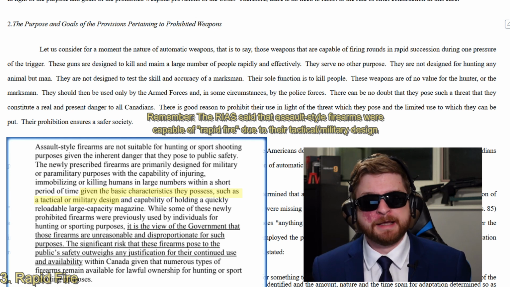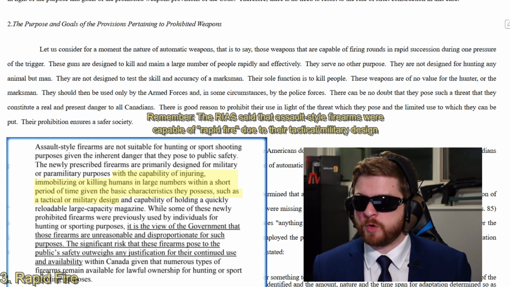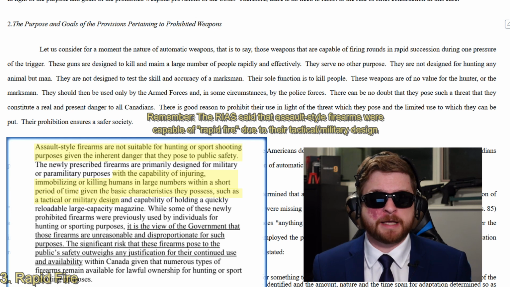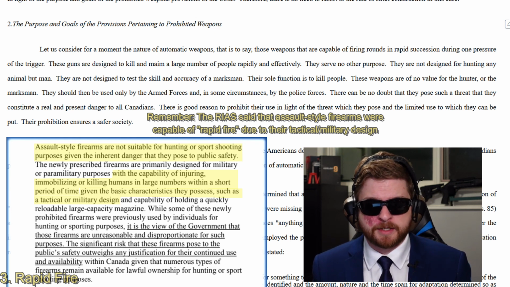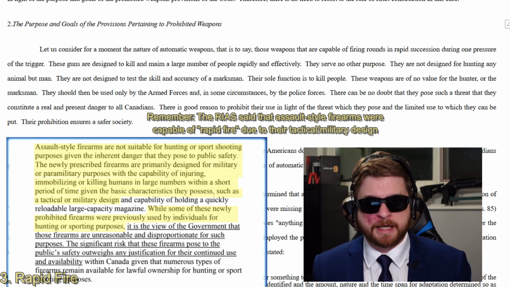They continue by saying, these guns are designed to kill and maim a large number of people rapidly and effectively. They serve no other purpose. They are not designed for hunting any animal but man. They are not designed to test the skill and accuracy of the marksman. Their sole function is to kill people. These weapons are of no value to the hunter or to the marksman. They should be used only by the armed forces and, in some circumstances, by the police forces.